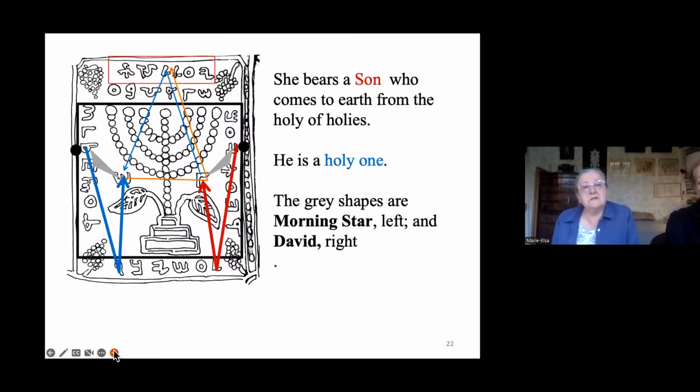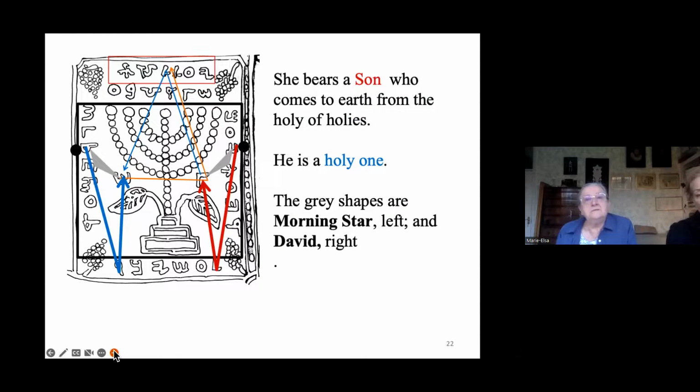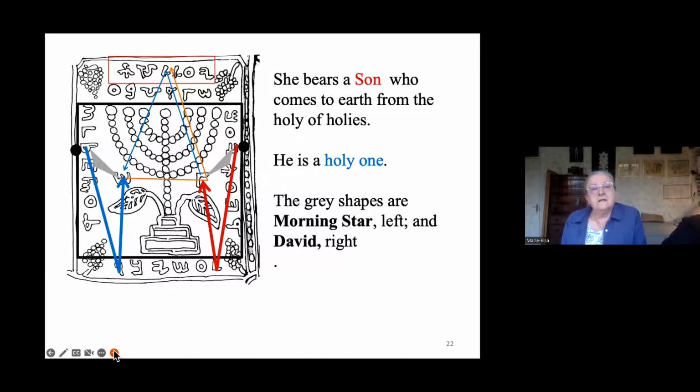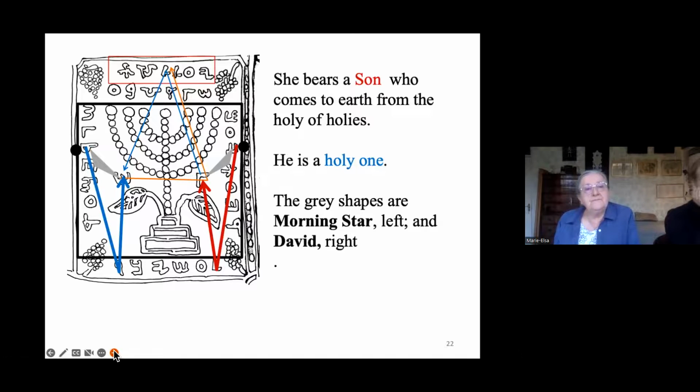Now let's look at the next part of the story. Now, if you look at the blue line on the left, you start at the black dot, you follow it down, and then back up again to the name of the lady. That says Holy One. And I put those two grey triangles in to remind you that they said Morning Star and David. And then very faintly, just above, we've got the Queen coming down from heaven.